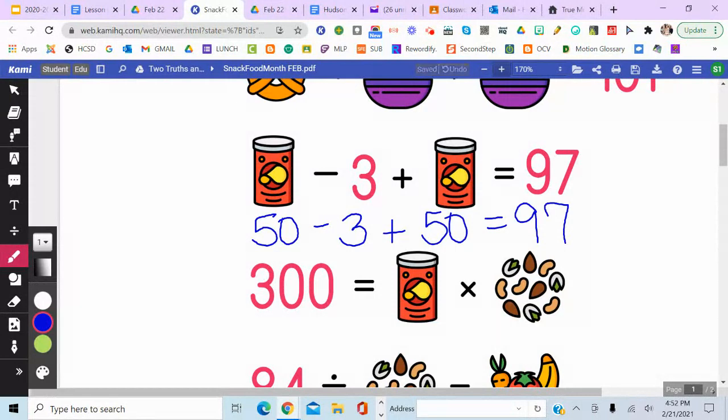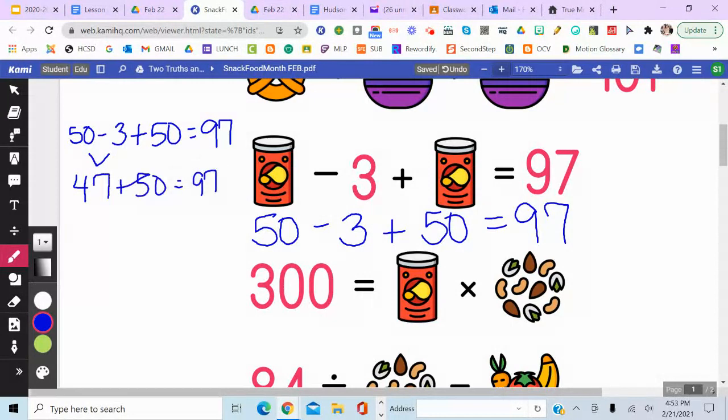Now, I would solve this over on the side of my workspace, just to make sure that I am correct. Now, remember order of operations tells me that I would need to subtract first because it's left to right. So 47 plus 50 equals 97. And it does in fact work.